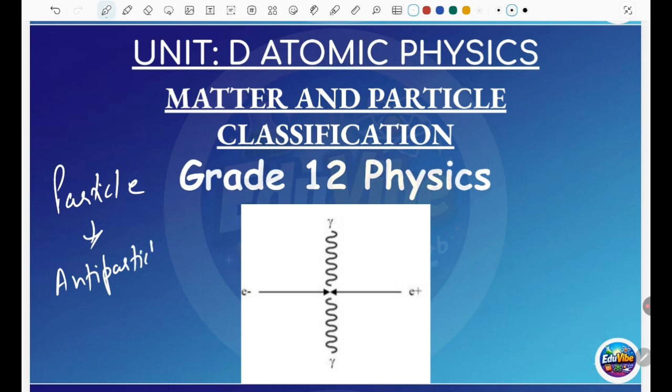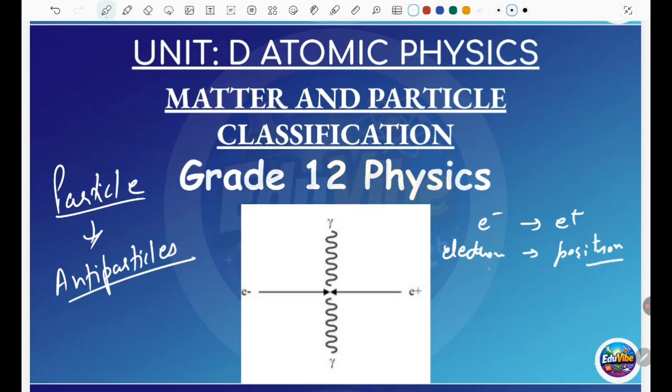Like we discussed in the previous lessons, all particles have their antiparticles. Like the electron, which has a negative charge; its antiparticle has a positive charge. If it's negative, we say this is the electron, but with a positive charge, we call it a positron. Same thing with the neutron, proton, and some other particles, which have their antiparticles too. So we discuss those things from today's lesson till the end of this unit.